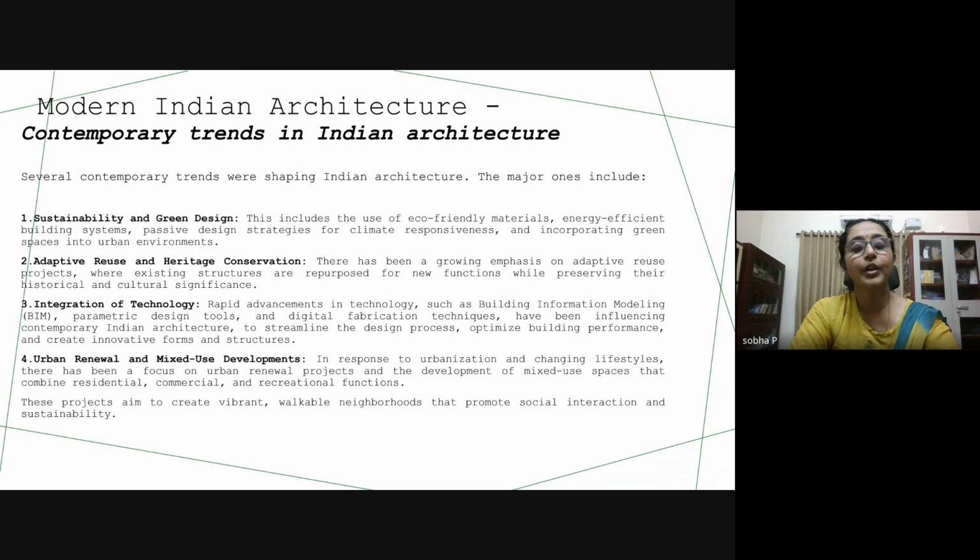Then coming to urban renewal and mixed-use development, in response to changing lifestyles, of course, there has been a focus on urban renewal projects and also the development of mixed-use spaces that combine different uses, that is residential, commercial, and recreational uses. So all these projects tend to create vibrant, walkable neighborhoods that promote social interaction as well as sustainability. So the ultimate goal is to have an inclusive development.